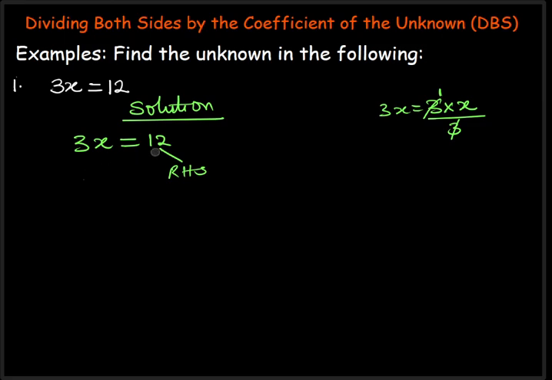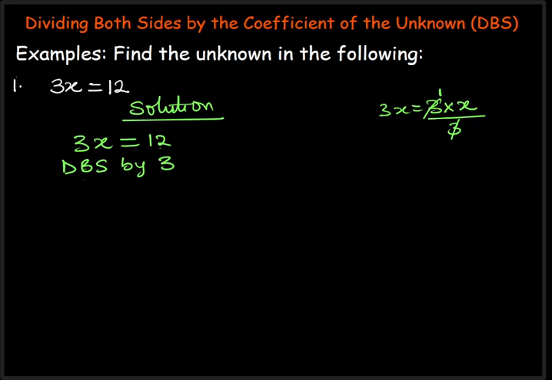Now let's see what to do. So we have the coefficient of the variable being 3. And the only thing we can do to remove that 3 is to divide both sides. You will not just divide one side, divide both sides. DBS means divide both sides by 3.